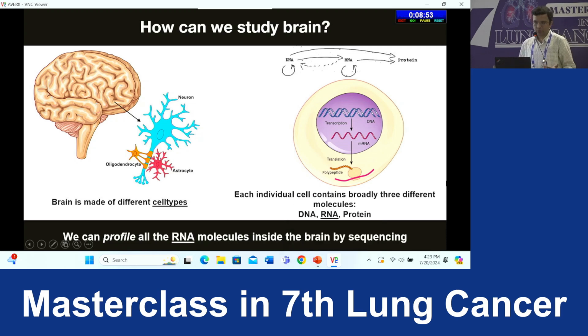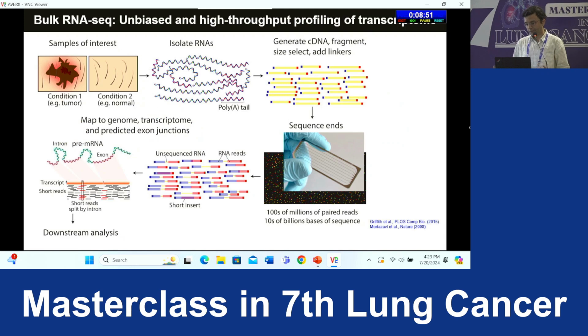None of it is new. We have been doing this for multiple years now, almost 1.5 decades. This technology, which I'm going to call bulk RNA-seq, and you'll see why it's called bulk, came out around the end of 2008. The idea is you want to capture the RNA molecules of the tissue.